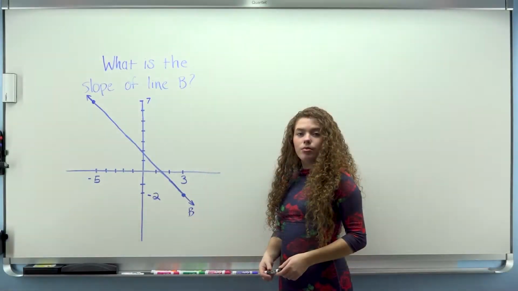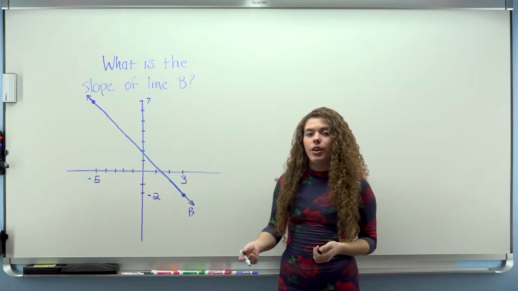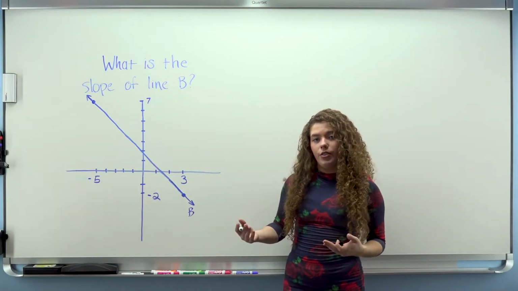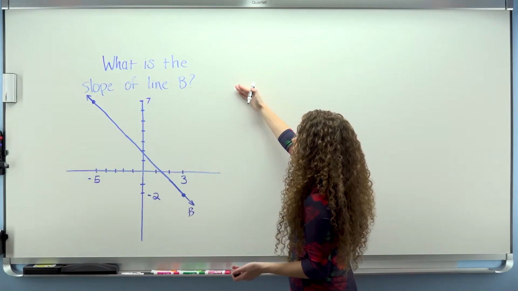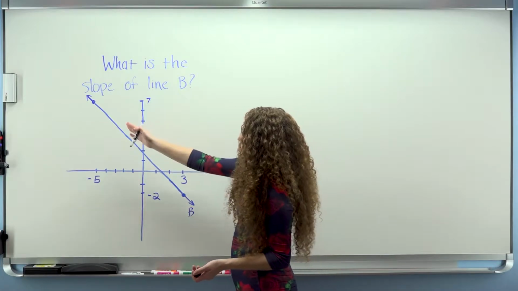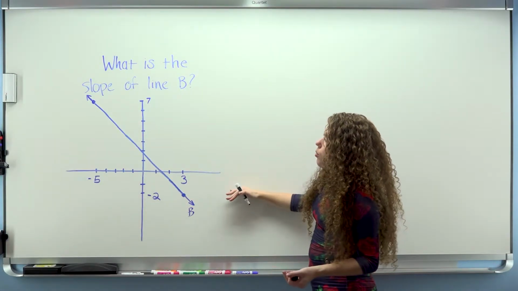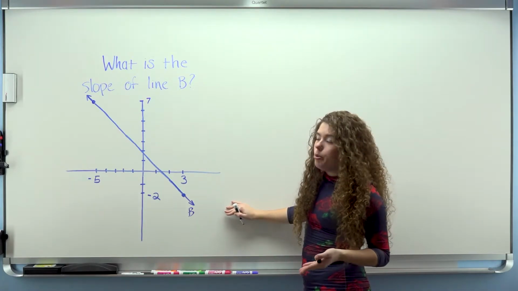Hi everyone, I'm Isabella Valentino, and today we're going to be trying to find the slope of certain different lines. So here we have the question, what is the slope of line B? We're given a graph and we're actually given two different points on the graph. So by us having these two different points, we will be able to find the slope.